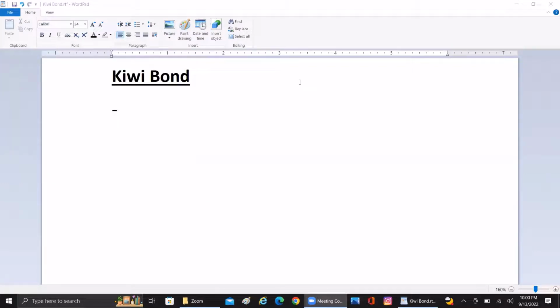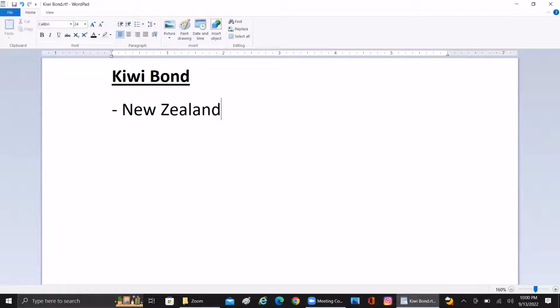So today our topic is going to be on Kiwi bonds. You must be thinking why it is named after a bird. We know Kiwi is a bird which comes from New Zealand. It's a native bird in New Zealand, and New Zealanders are also often called Kiwis. Basically, it is related to New Zealand.